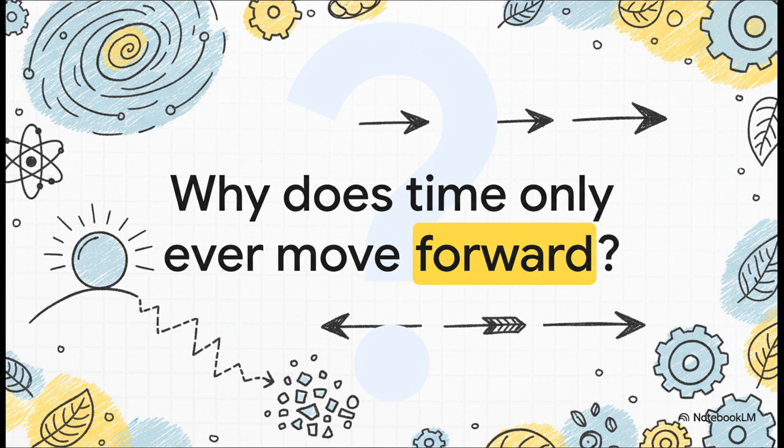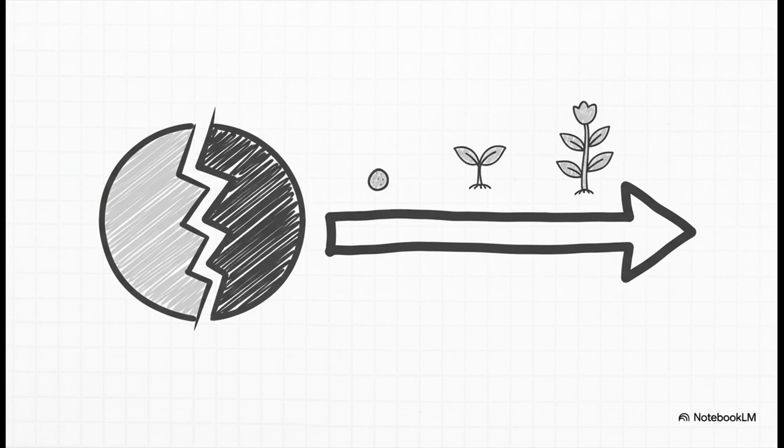So why? And yep, you probably saw this coming. It's because the universe performs another massive symmetry break. It breaks the perfect, elegant symmetry between the past and the future, creating a clear distinction, a one-way street that we all experience as the forward flow of time.